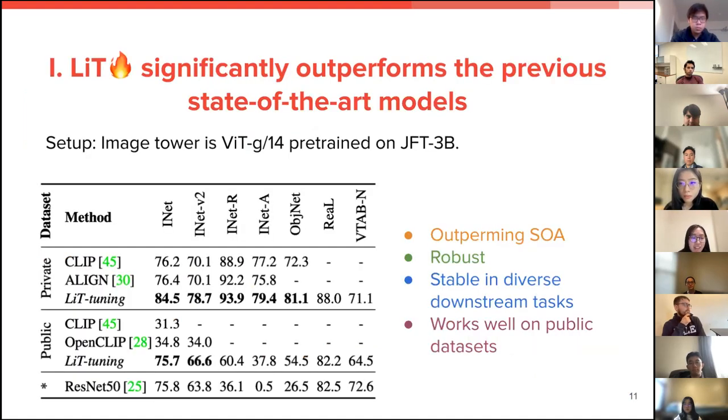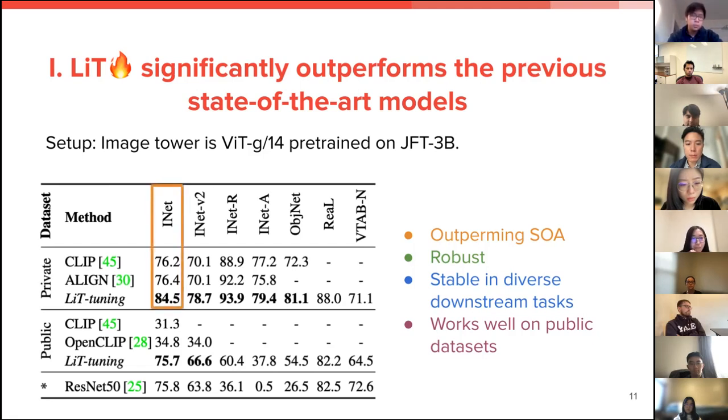Okay, now we are going to look at some results. The first one is that LiT significantly outperforms all the previous state-of-the-art models. For the first set of experiments, we will use an image tower with G14, and we are going to randomly initialize the text tower. Without specifying otherwise, the text tower architecture usually uses BERT base. Let's first focus on the experiments done using our private dataset, which is the first 3 lines.